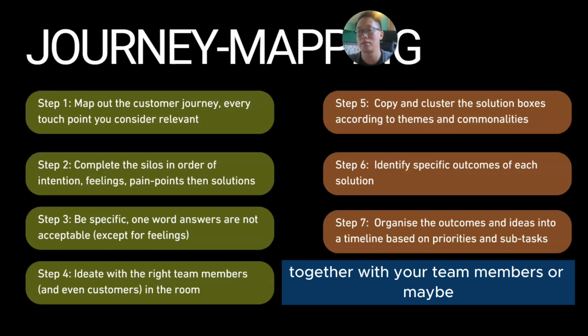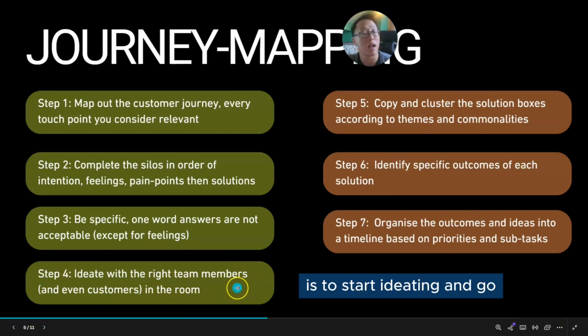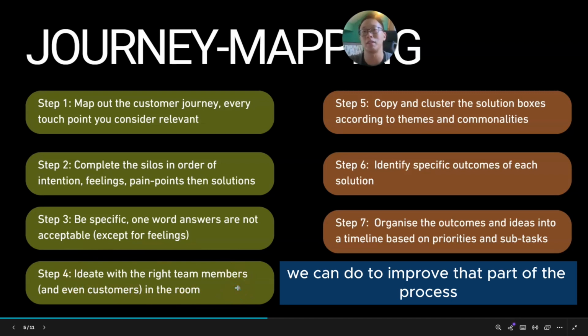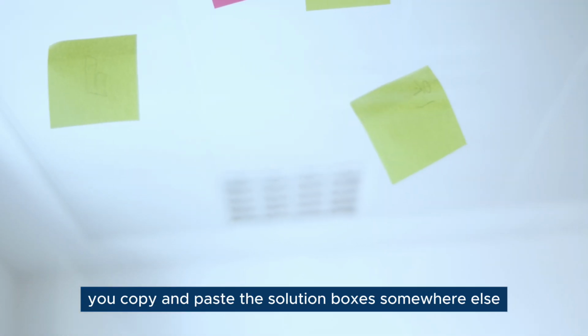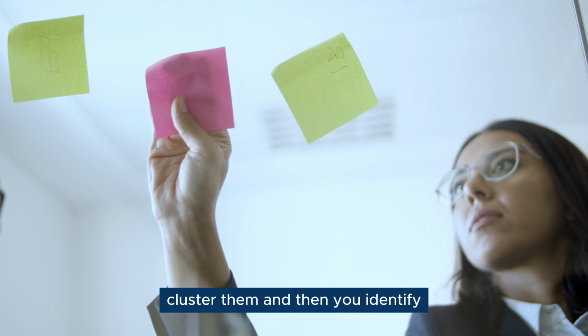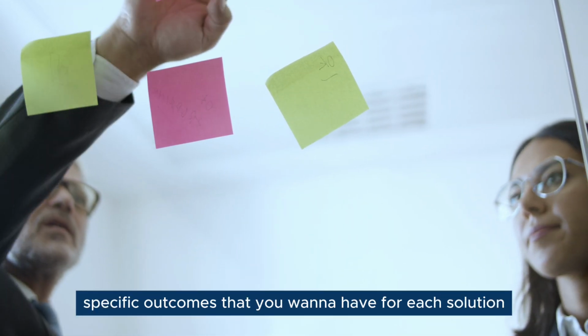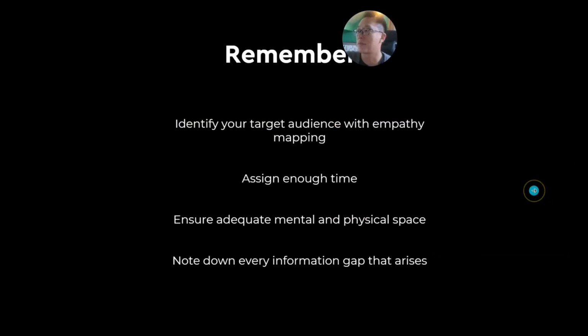And then after that, together with your team members, or maybe probably customers and suppliers, is to start ideating and go, okay, here are some of the things that we can do to improve that part of the process. And then later on, this is more work planning, you copy and paste the solution boxes somewhere else, cluster them, and then you identify specific outcomes that you want to have for each solution, and then organize them into a roadmap. So remember this, as we're about to show you an example.